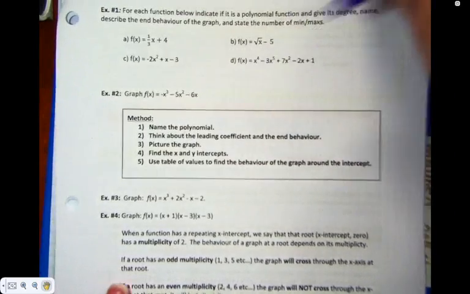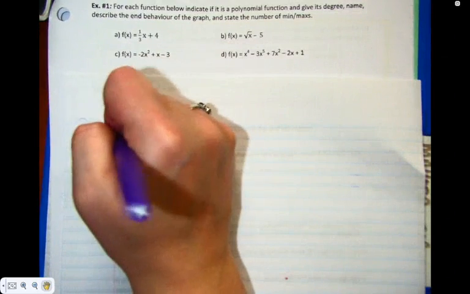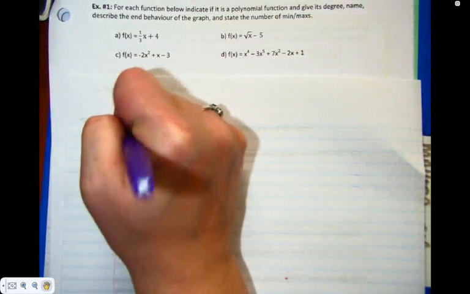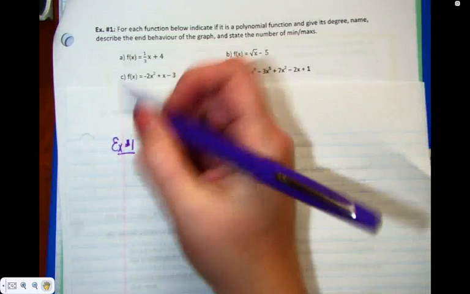Example number 1. We're not even to the graphing yet. We're just going to talk about this end behavior, max min stuff, because that's going to help us when we get to the graphing. So for each function below, you're going to determine, is it a polynomial, yes or no? If it is, what's its degree? What's its name? Describe its end behavior, and the number of max or mins. So we'll do A together, and then I'll give you a few minutes to try B, C, and D with a friend.